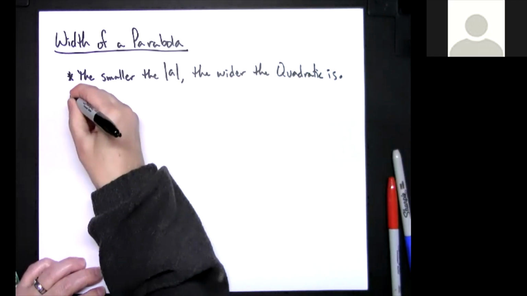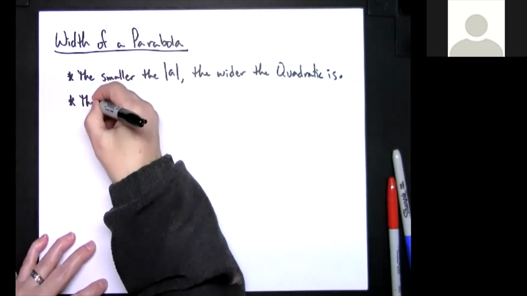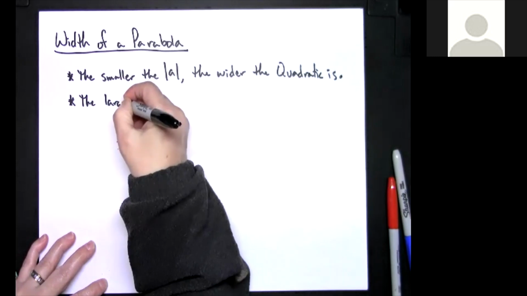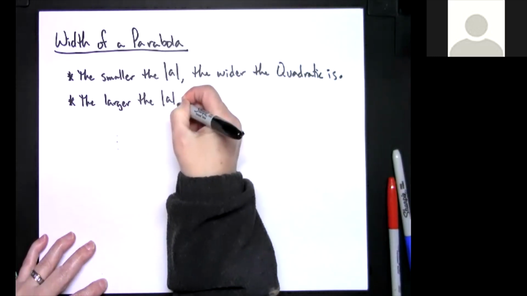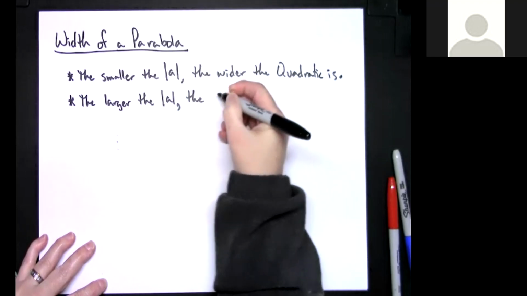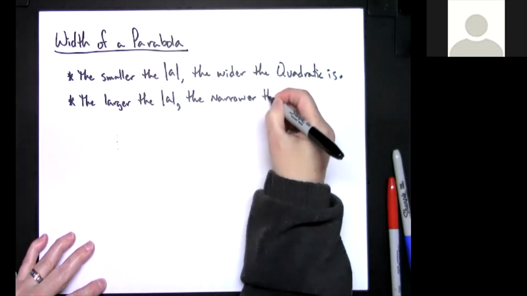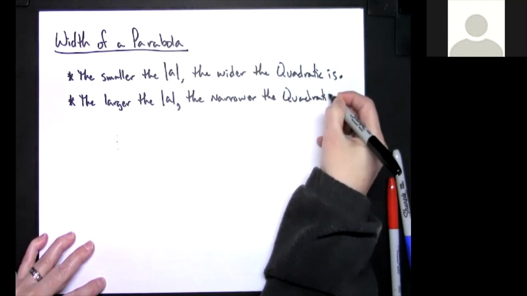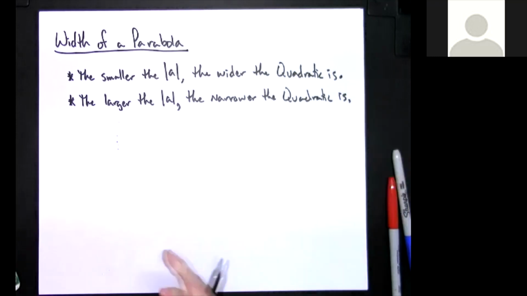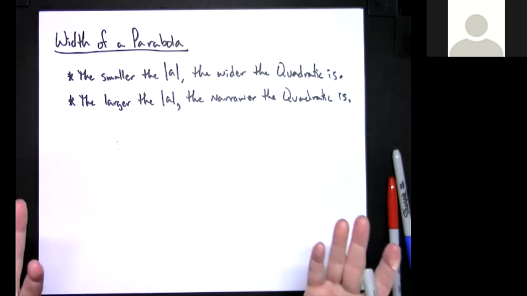All right, so I can also then write another sentence, which would be just the opposite of that. The larger the absolute value of A, the narrower the quadratic is. Okay, so again, it's just the opposite of what you might think. All right, and basically what they do is they ask a question, they give you three, and then they tell you to put it in order from the most narrow to the widest, okay?